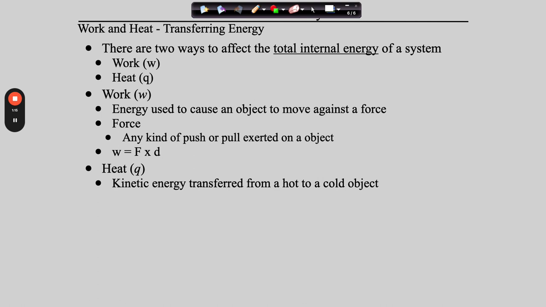So I'm going to be the surroundings, and I'm going to give this block some energy. You ready? I'm going to grab a hold of it, and I'm going to lift it. Now, let's talk about the total internal energy of this block. Does it have kinetic energy? No, minus the fact that I'm shaking a little bit. Not currently. Potential energy? Yes, it does. Now, here's the question: where did that energy come from? Me, the surroundings.